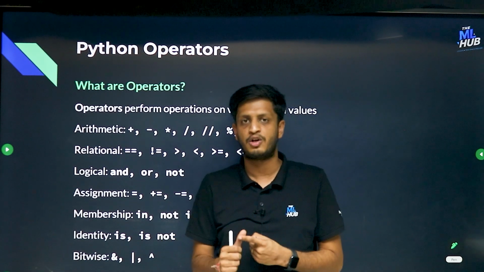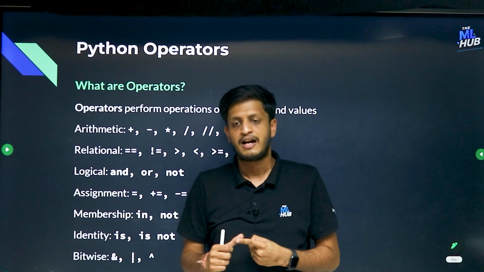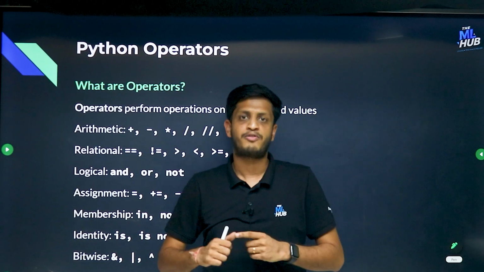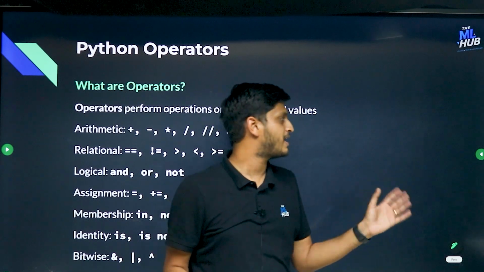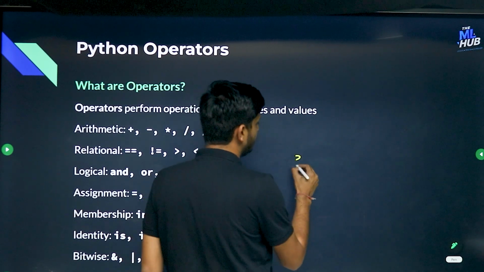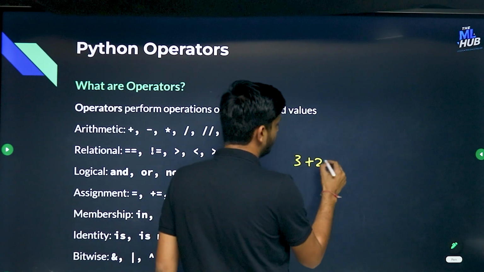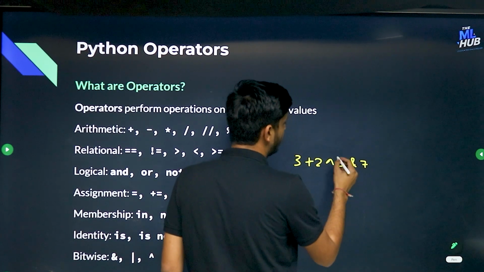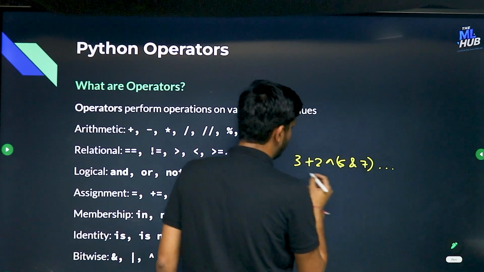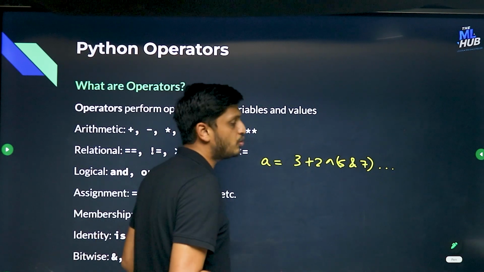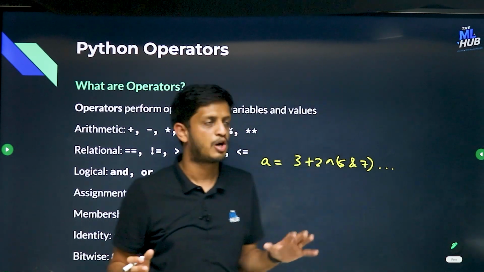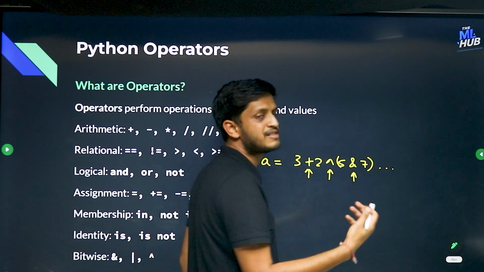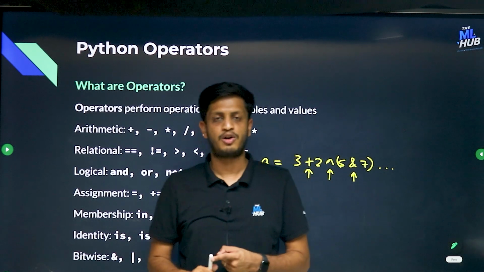Operator is a very important concept in any programming language, and operators are generally used to perform complex operations. You can perform any kind of operation. For example, you can have a very large line like 3 plus 2 XOR 5 and 7, and then you might have some brackets and so on, and you can assign it to a variable. So if you want to do any kind of operation, you can use operators. These are all called operators: plus, or, and, minus, divide, floor division. They are all called operators.